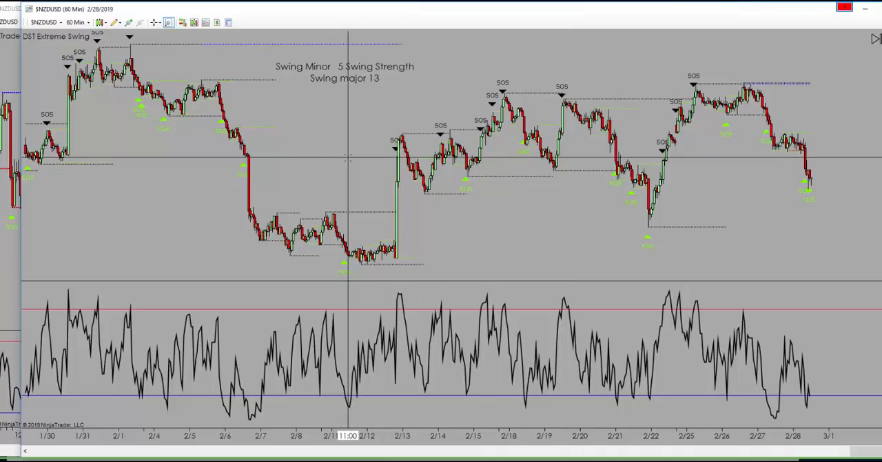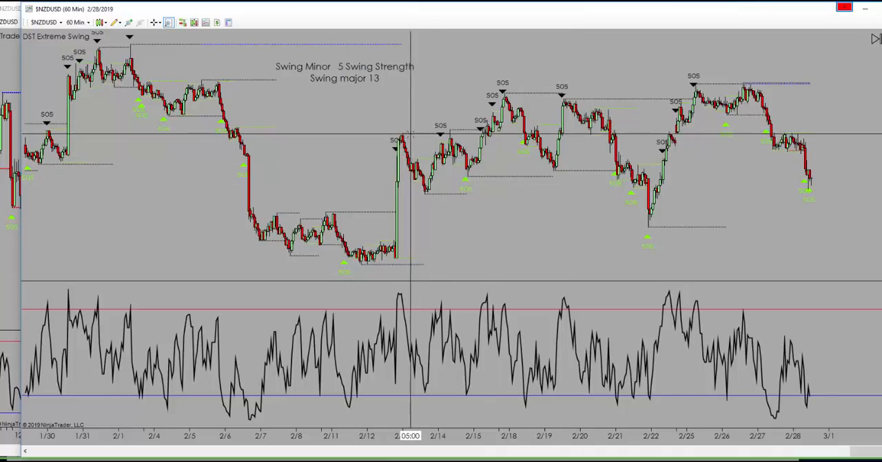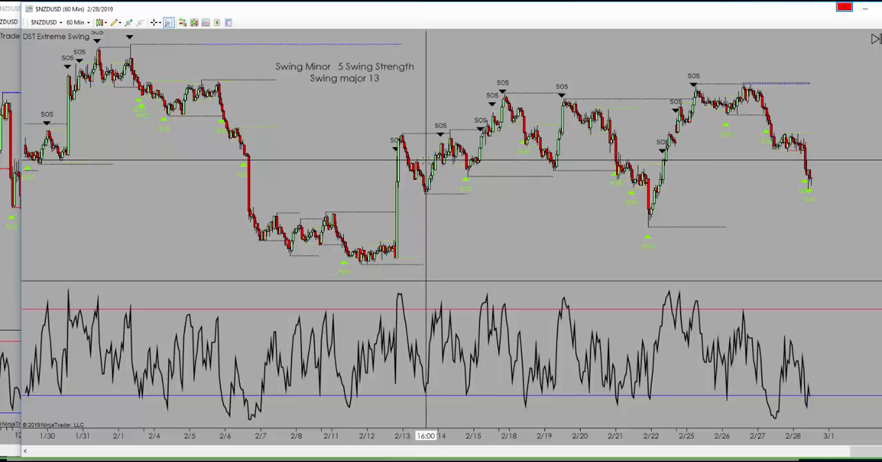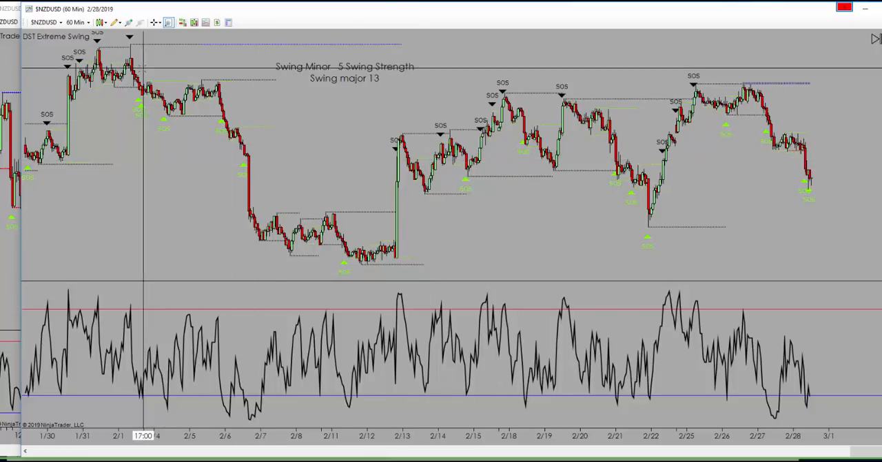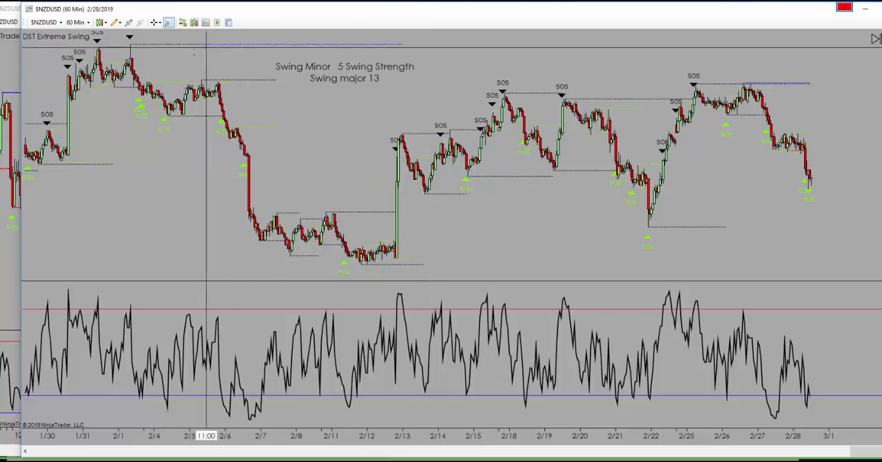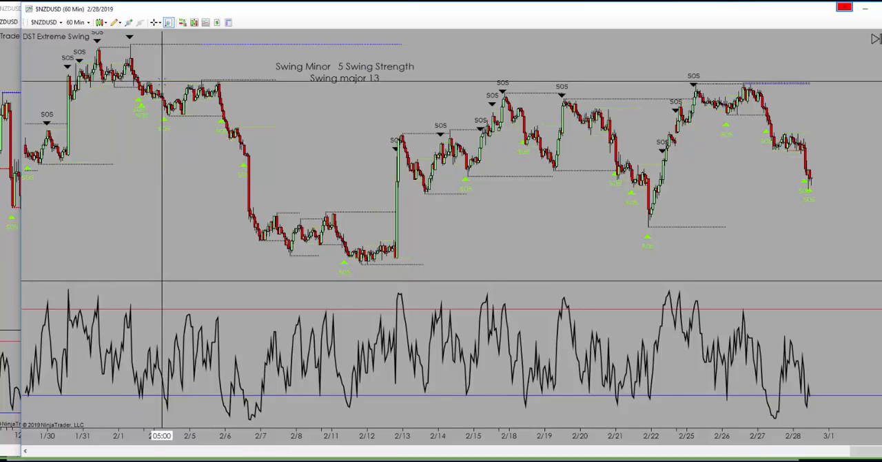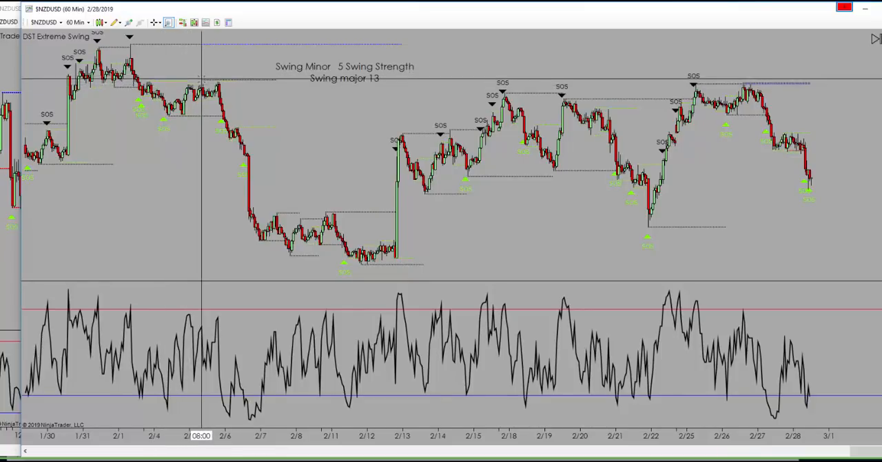So as we look left, right here, again, there's a major, here's a minor, and then here is a major stacked with a minor right there. So I've got a swing minor here, swing major here, swing minor here.